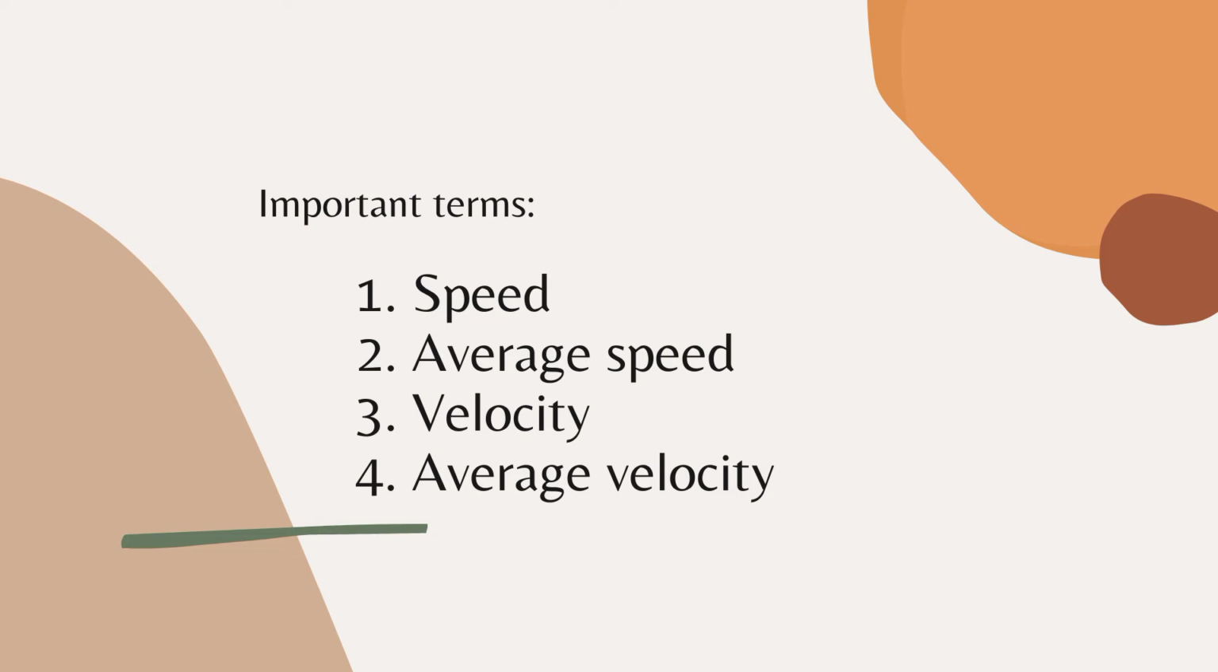Then the velocity, which denotes the displacement taken by the object per unit of time. Since it is affected by displacement, it considers the direction of the object. It is a vector quantity. Lastly, the average velocity. It is a ratio of the total displacement traveled by the object and the total time or elapsed time in traveling the path, and it is a vector quantity.